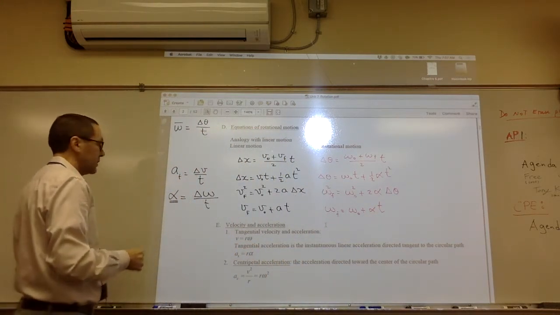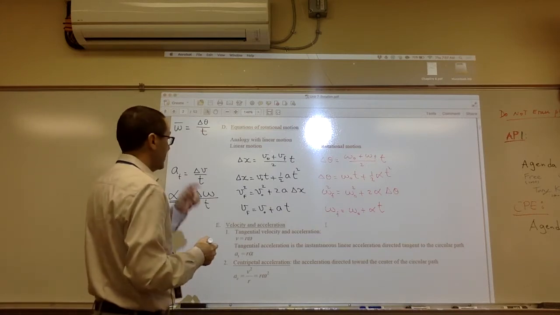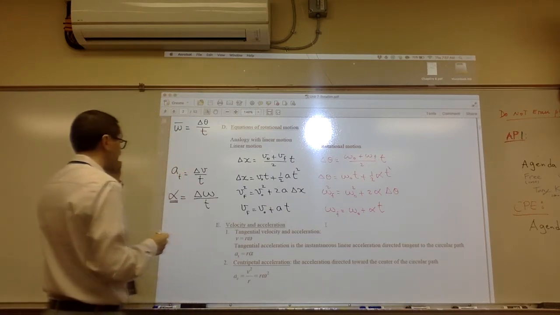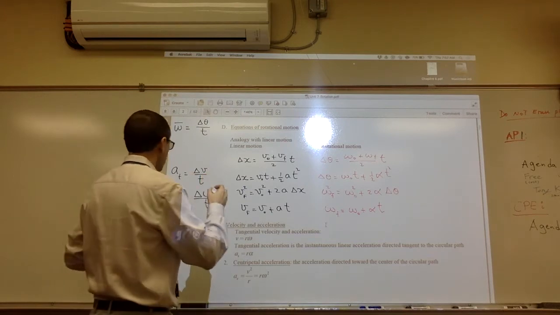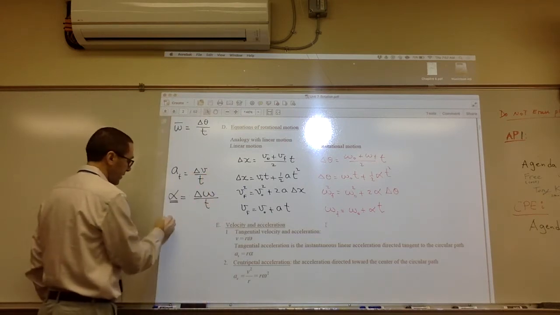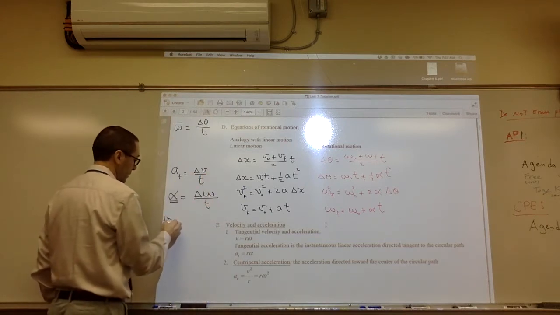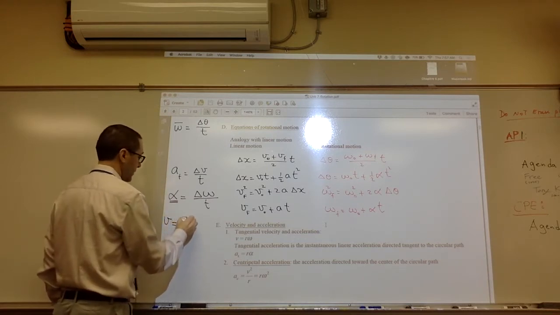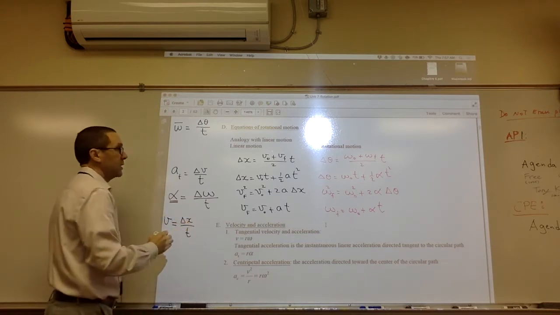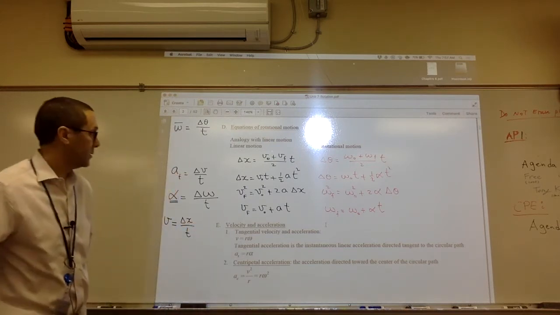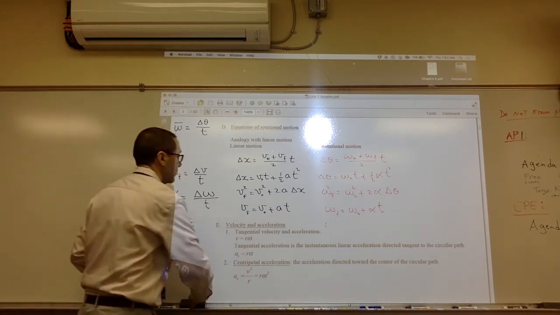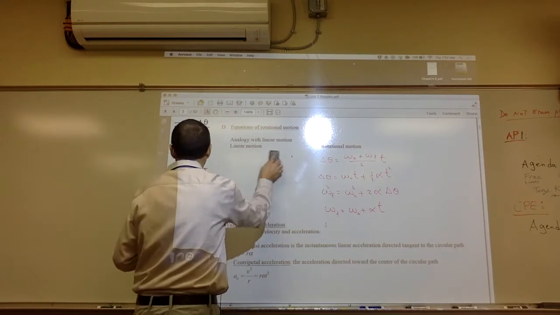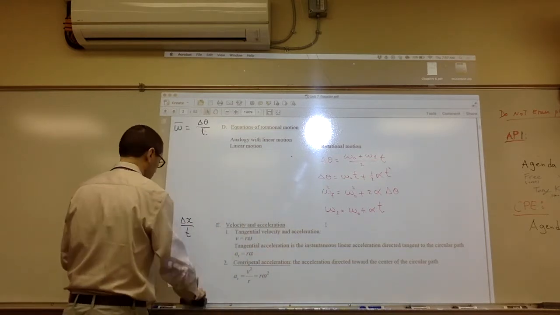Now, we can look at some relationships between the formulas here. I can say that v is equal to delta x over time. Now, let me just erase this stuff here, and I'm going to move this stuff up higher.